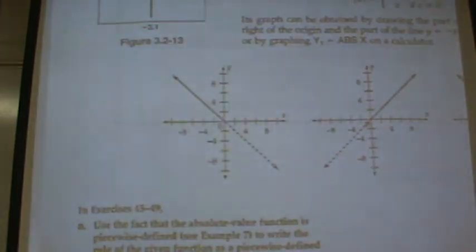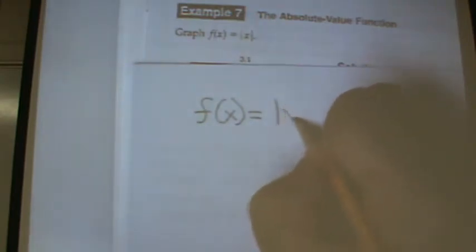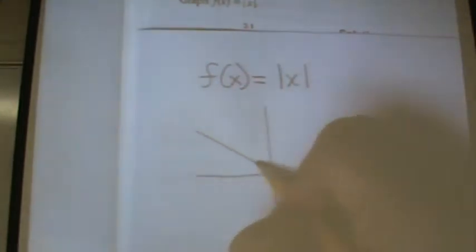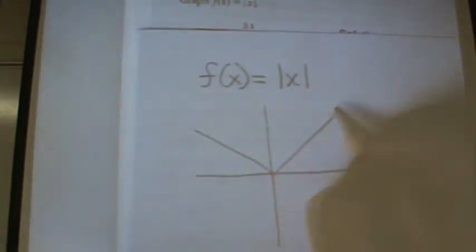The absolute value function can be written as a piecewise function. Do you guys remember what the absolute value looks like? It's a V. So if I gave you this problem, what is this graph going to be? The V, at the origin, right? Yeah. Okay.